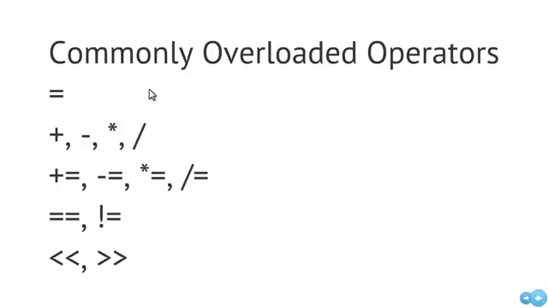I have some of the commonly overloaded operators specified here, such as our assignment operator, and our operations for traditional mathematical operations: addition, subtraction, multiplication, division. Of course, these could take on very different meaning depending on what objects we have. Same thing for our shortcut operators, our comparison operators, and even our insertion and extraction operators. If we wanted to be able to do cout and then specify a player object, then we could overload the insertion operator for the player class, or whatever class it is that we may have.